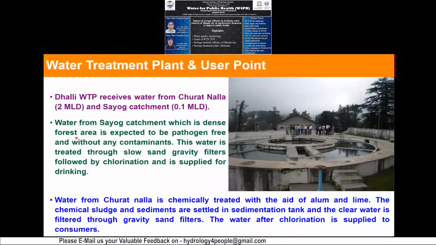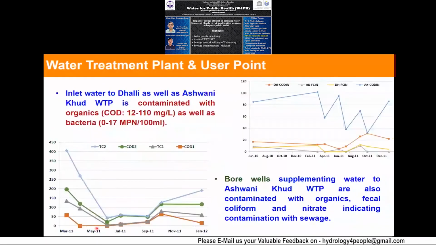But the Churat Nala is a little bit contaminated. Because of that, it is treated with chemicals: alum and lime are added to precipitate the suspended solids. This is the settling clarifier for this scheme, and the clear water from the sedimentation tank is filtered through gravity sand filters, and this water after chlorination is supplied to consumers. So very little contamination was there in this treatment scheme.